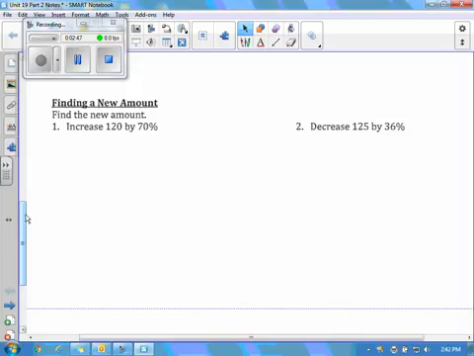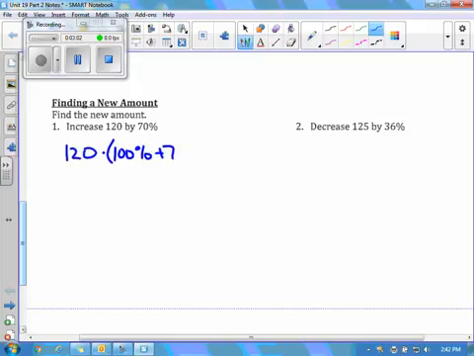So we're always going to start with our original amount. Our original amount is 120. And then we're going to multiply. Now in this case, we're increasing. So that means I want 100%. Since it's an increase, I'm going to add the 70%. What this 100% means, I want the whole original. I want all 120, and then I'm going to add 70% more to that.